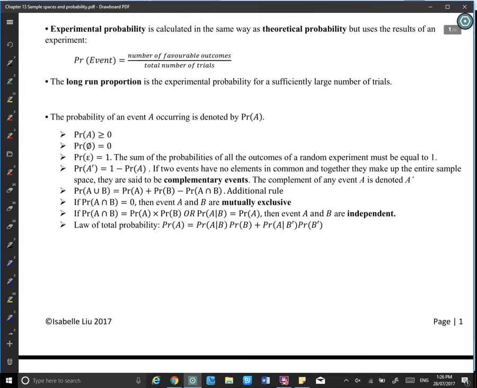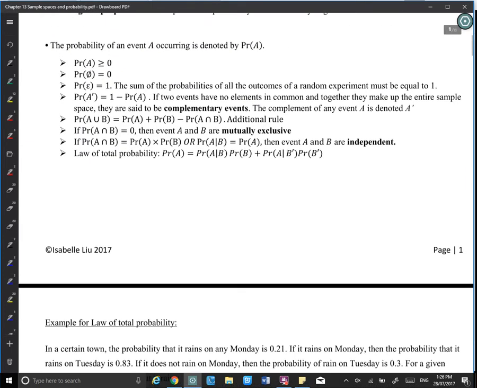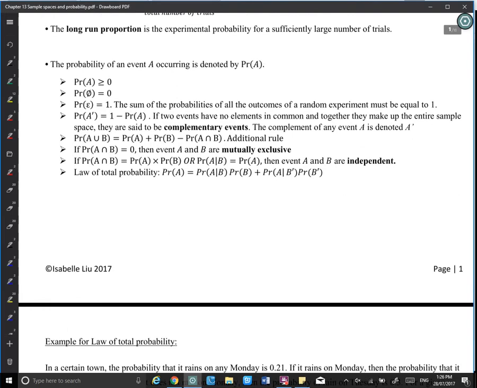And we have what probability is. Probability of A must be greater than or equal to 0. The probability of an empty set is 0. The probability of the union set, which means the total outcome, is 1. So the sum of the probabilities of all the outcomes will be 1. So probability of A dash equals 1 minus probability of A. That is complementary probability.